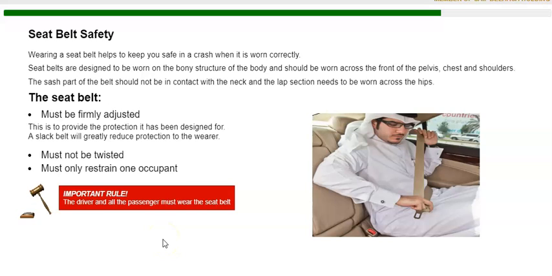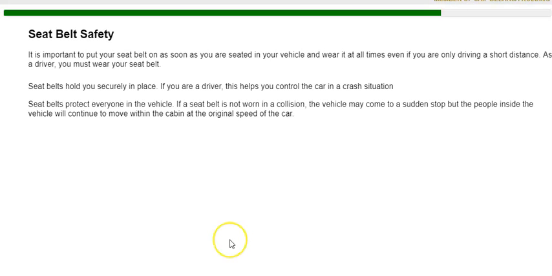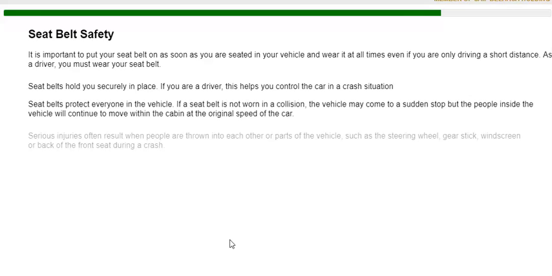And remember, all drivers as well as all passengers, even if they're sitting on the back seat, should wear the seat belt in Dubai. So let's talk about why we need the seat belt. First of all, a seat belt holds you securely in place. If you are a driver, this helps you control the car in case of a crash situation.